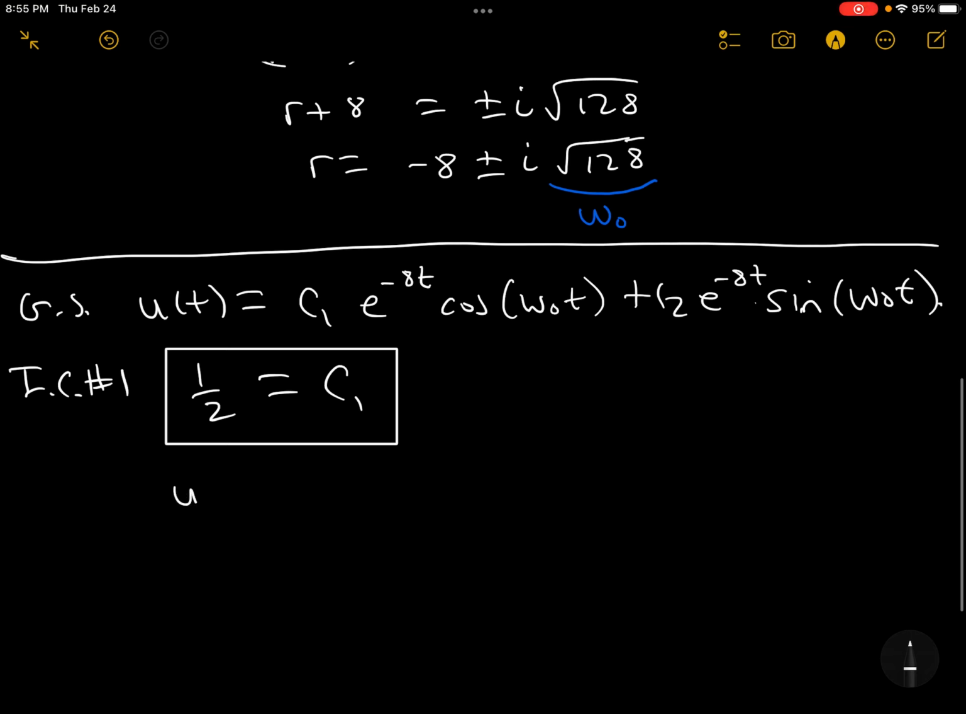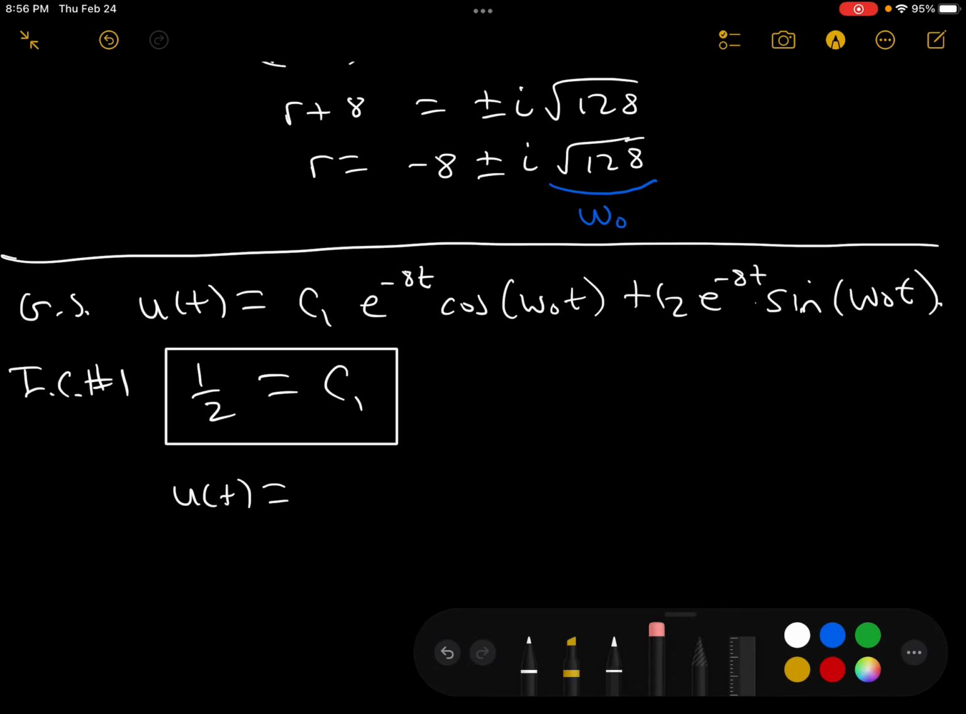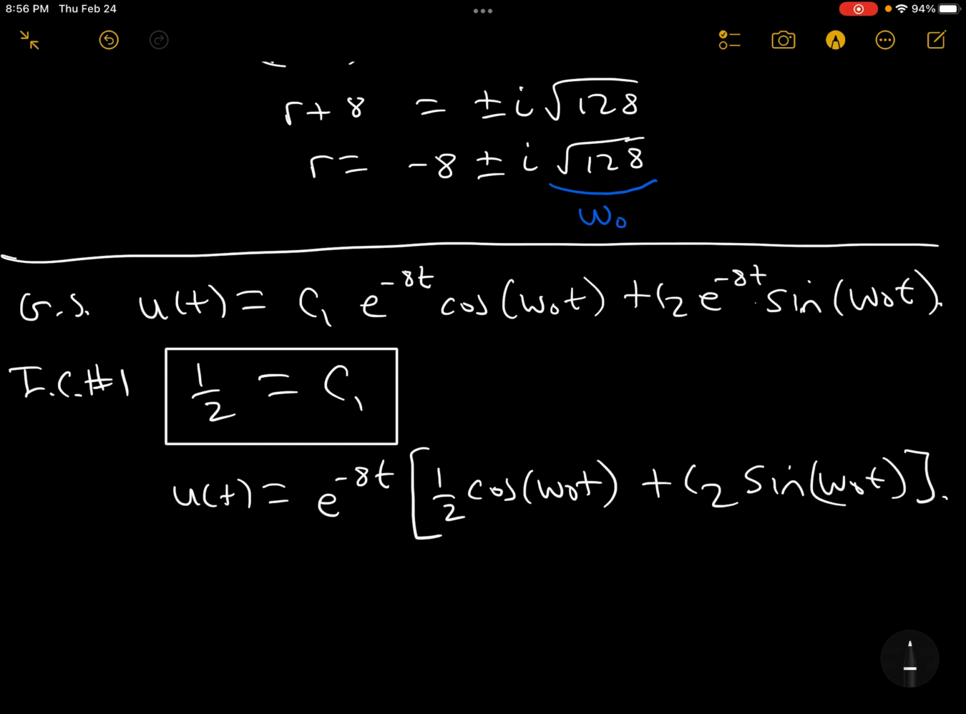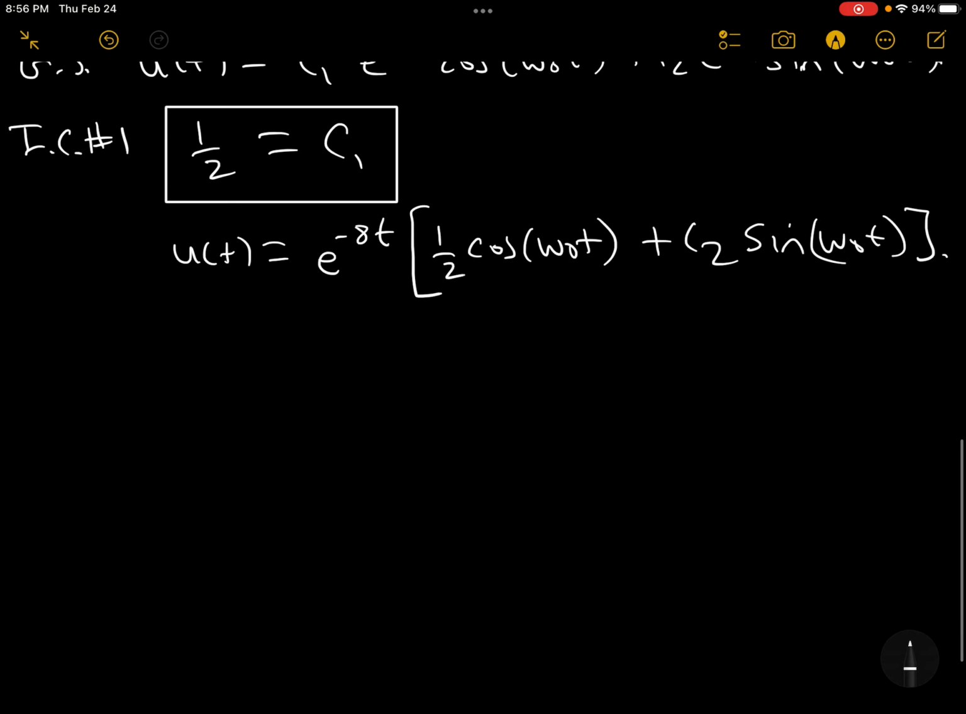So we rewrite it. Now we have u of t is e to the minus 8t, and I'm going to factor the e to the minus 8t out. So now it's 1/2 cosine omega naught t plus C2 sine omega naught t, like that. This makes taking the derivative easier. So let's do that now.